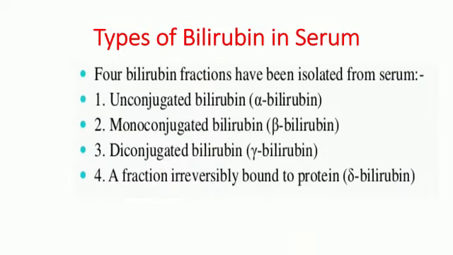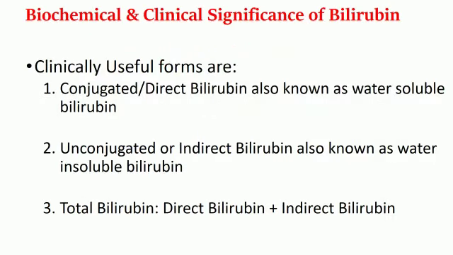So these are the different types of bilirubins that have been found in the serum: unconjugated bilirubin, also known as alpha bilirubin; mono-conjugated bilirubin, in which there is just one glucuronic acid group attached, known as beta bilirubin; and the diconjugated bilirubin, known as gamma bilirubin, in which there are two glucuronic acid groups attached to the bilirubin. A fraction of it is irreversibly bound to the protein, and it is known as delta bilirubin.